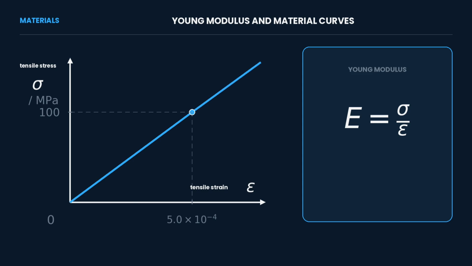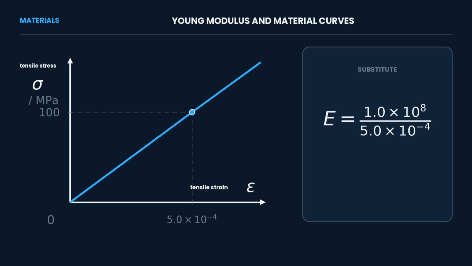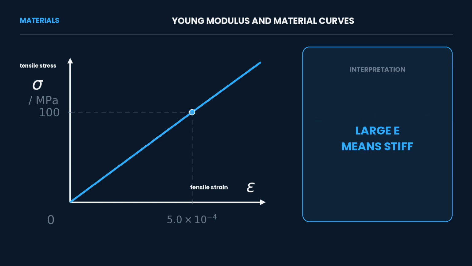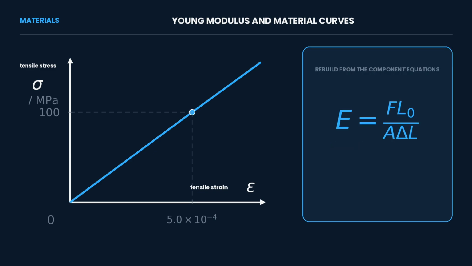So within the proportional region, the Young modulus is stress divided by strain. Here 1.0 × 10⁸ divided by 5.0 × 10⁻⁴ gives 2.0 × 10¹¹ pascals, the usual scale for steel. A large Young modulus means that a large stress produces only a small strain, so the material is stiff. But that does not necessarily mean that it is strong.